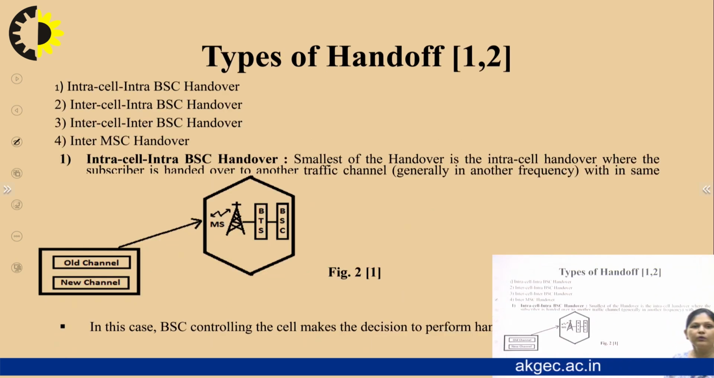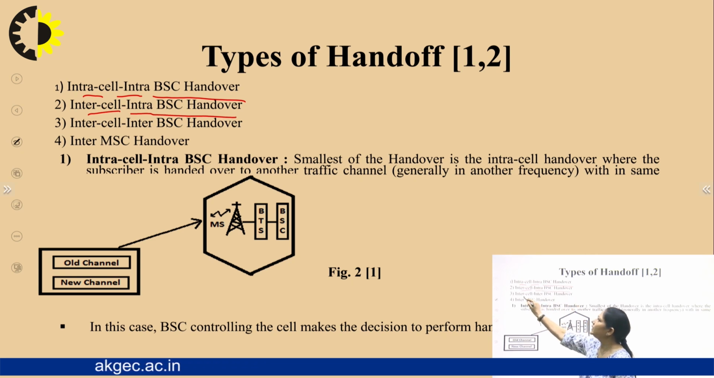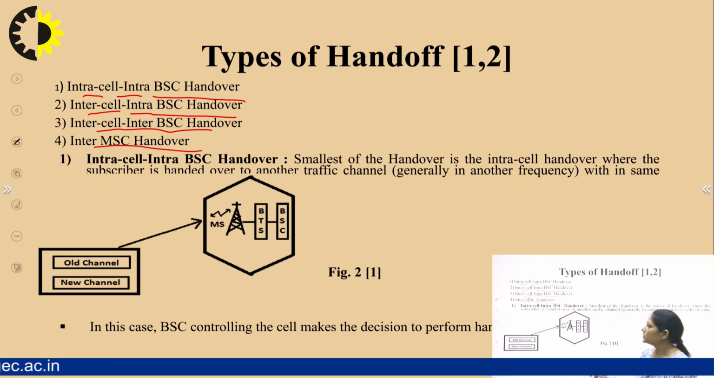Now we move on to the next thing, that is the types of handoff. You can see the handoffs can be intra-cell, intra-BSC; inter-cell, intra-BSC handover; and inter-cell, inter-BSC and inter-MSC handover. So the first one is intra-cell, intra-BSC.